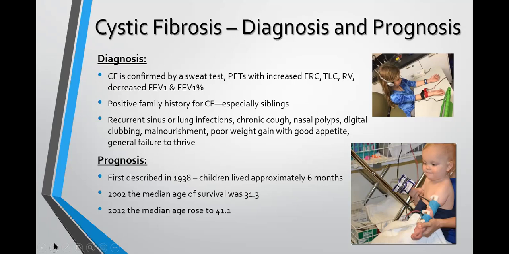In 1938, children lived 6 months with cystic fibrosis. That was as far as they would live. By 2002, the median age was 31. By 2012, the median age for living with cystic fibrosis is 41 years old. You don't have to know those either.